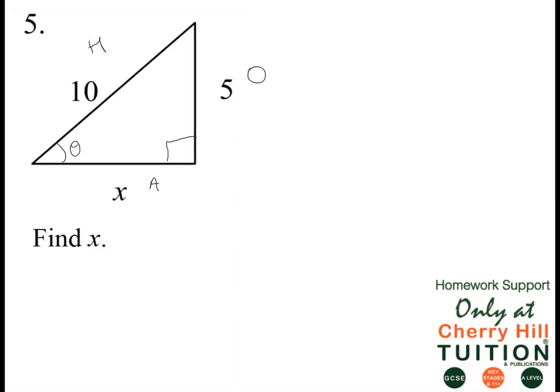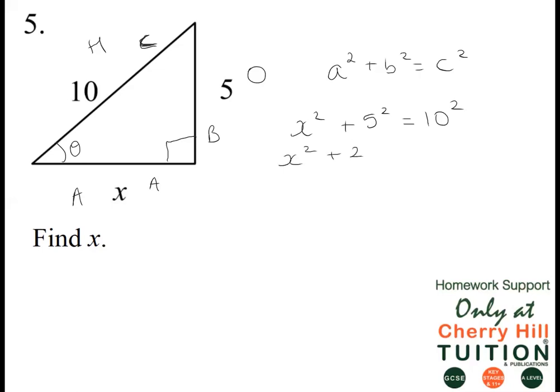We need to work out x and we have two sides already. This means we need to use the Pythagoras theorem. The Pythagoras theorem states that a squared plus b squared is equal to c squared. So c is always the hypotenuse, and let's name this a and this b. So x squared, because x is a, plus b squared, and b is 5, is equal to c squared, which is 10 squared. And now we just need to simplify and solve for x.